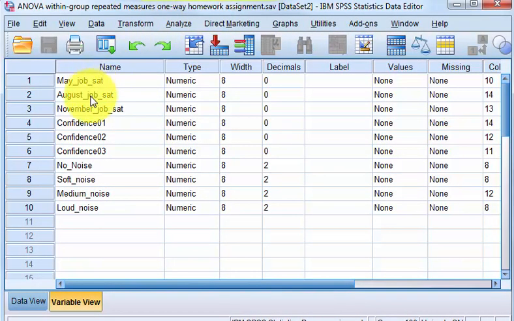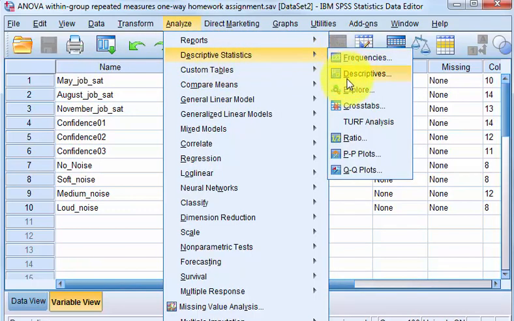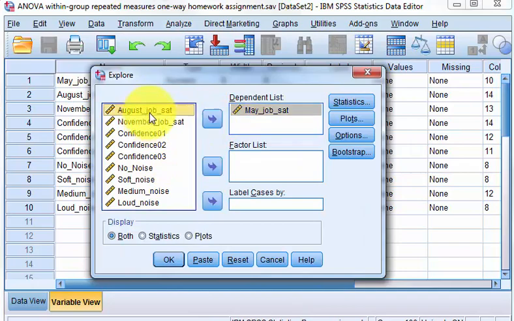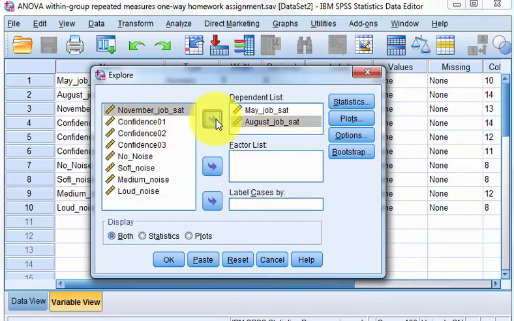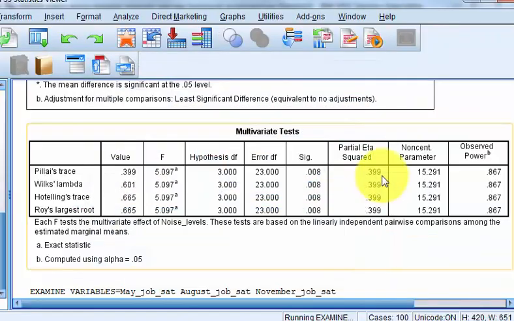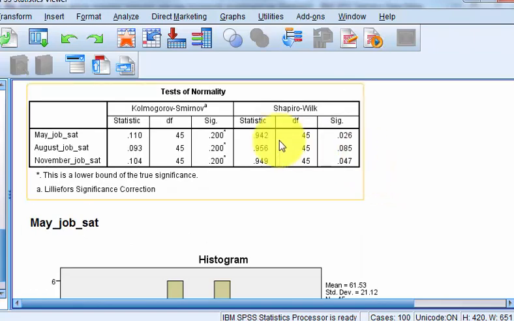So there's May, August, November. We're going to check those for normality first. And we're going to stick in our May, August, November. And again, this is the main one that I want to look at. Did it violate the assumption? According to this, no, it did not.